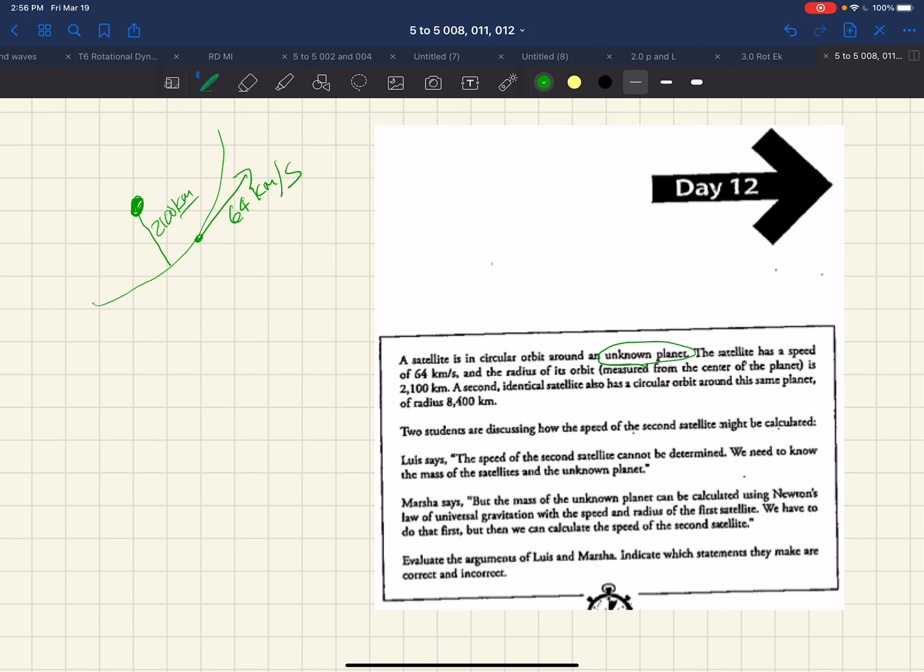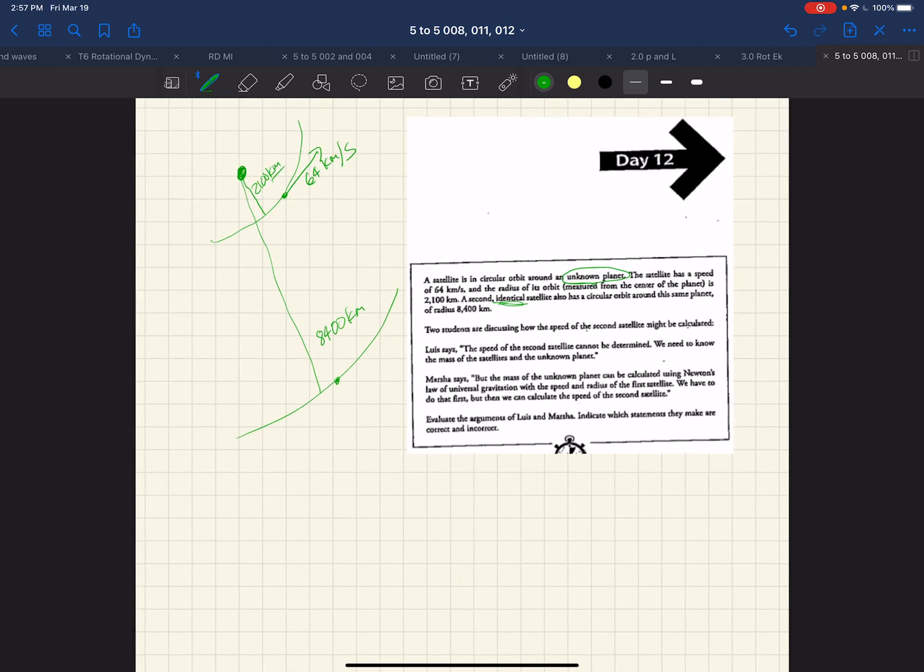There's a second satellite, identical, that has a circular orbit at a radius of 8,400 kilometers. So we can see that's a lot farther out, 4 times as far. So 2 students are discussing how the speed of the satellite might be calculated. Let us think for a moment about how we might calculate this.